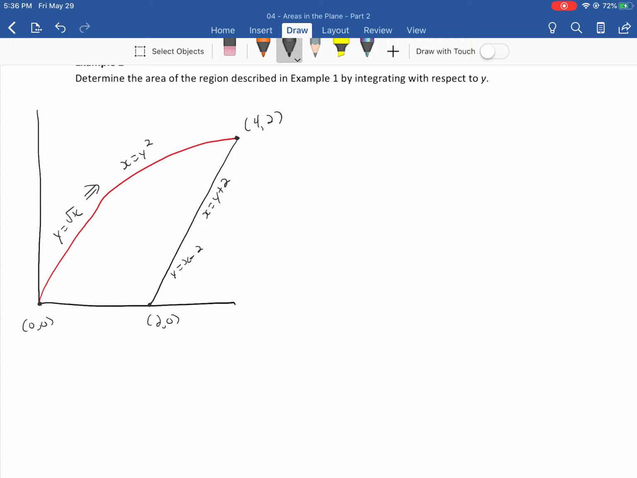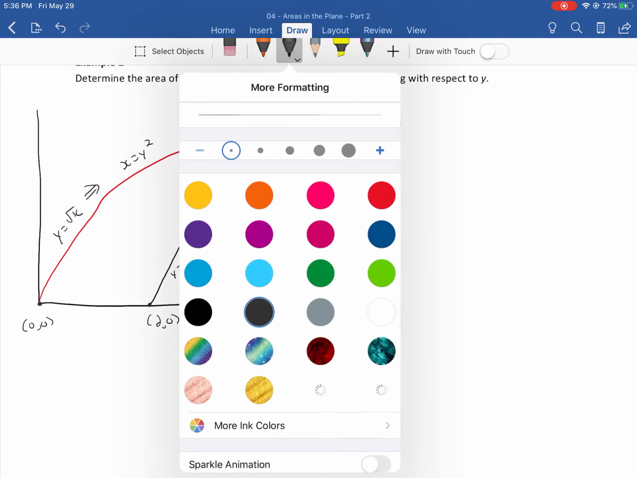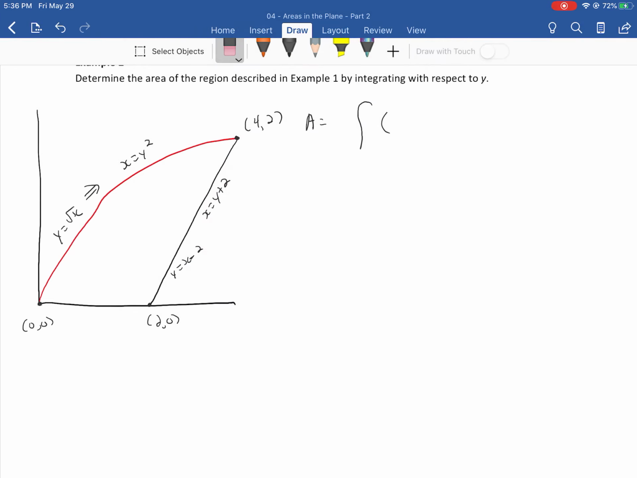And now what I'm doing is going right minus left instead of top minus bottom. What I mean by that is when I do the integral, I'm going to take the top function, which is going to be the right-hand function here. And the right-hand function is y plus 2.